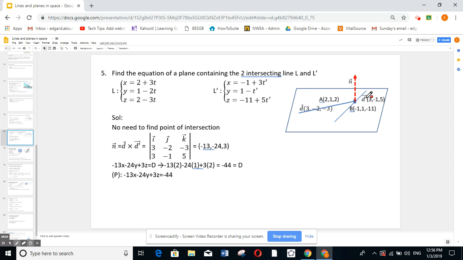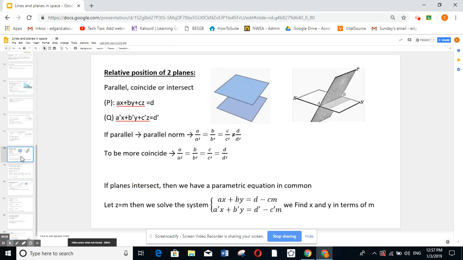If I want to find the norm, I do the directing vector of the first line cross the directing vector of the second line. You're going to get the norm. D is 3, minus 2, minus 3. D prime is 3, minus 1, 5. If you do it, you're going to get the normal vector. So this is the equation of the plane. I need to find D. Either you replace A here or you replace B. It's up to you. Any one of them will give you the same. D is minus 44. So this will be the equation of the plane. I'm giving you all kinds of equations so that everything will be simple for you.